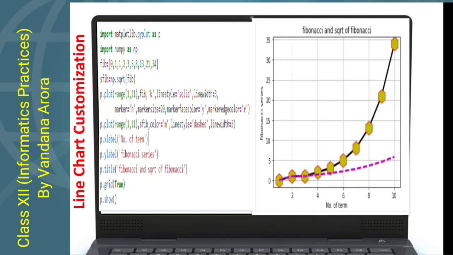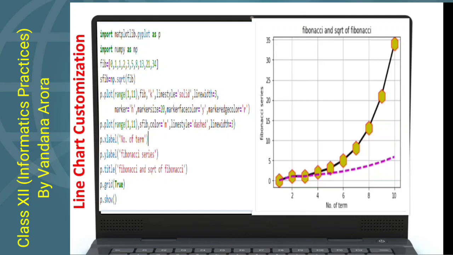Then I have used markersize equal to 20. Markerfacecolor equal to yellow. Markeredgecolor equal to red. Face color is the color of the marker and edge color is the boundary color of the marker, or we can say the outline color of the marker. The second plot I have drawn, that is sfib, and on the x-axis I have again used range(1, 11). Color of the line is magenta. Line style is dashed, you can see in the diagram. Linewidth equal to 3. Two plots I have drawn.